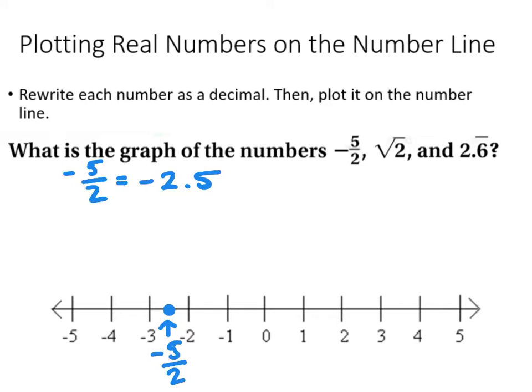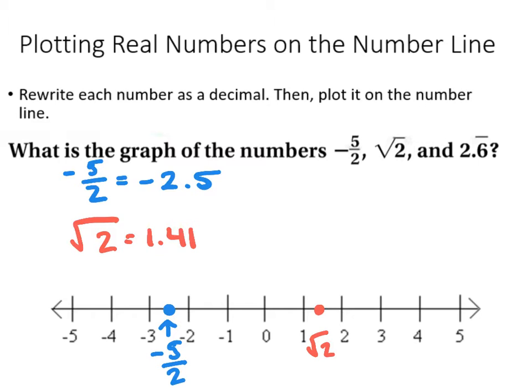For the next example is square root of 2. Now if you plug the square root of 2 in your calculator, it would give you 1.41 rounded. Now if we want to graph that, that'll be between 1 and 2. So it'll be somewhere in this area. We're going to label that as the square root of 2.